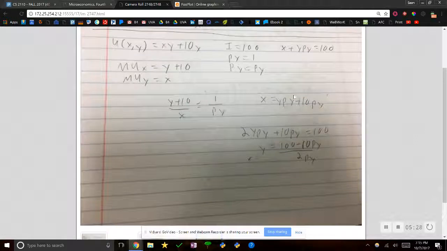And then we're going to plug this x into the income equation right here. So we get 2 ypy's here, and then plus the 10 py equals 100. And then we solve for y here, which then gives us this thing right here. So basically, you're going to solve for one variable, the one you're not looking for, by using this ratio of prices thing. And you're going to plug that into the income one, and that's going to give you it all in terms of the other variable. And then you can solve for that variable, and that's how you get your demand function.